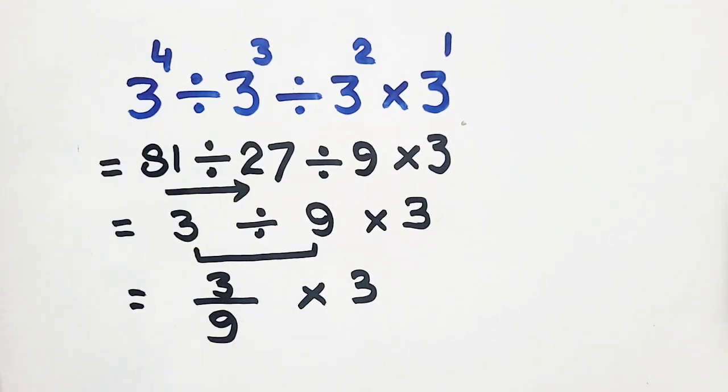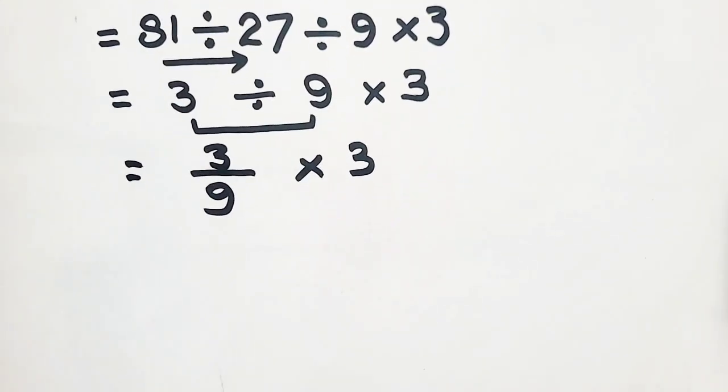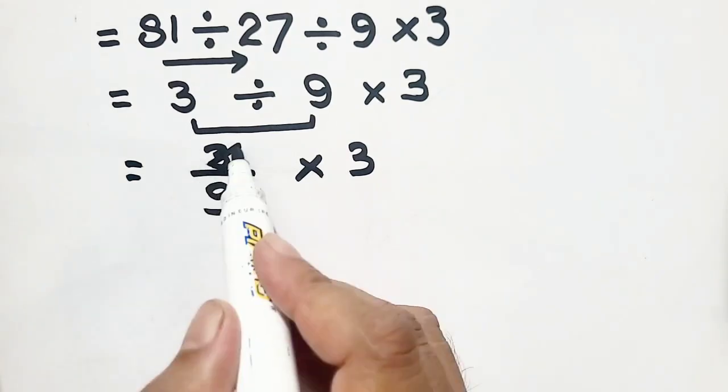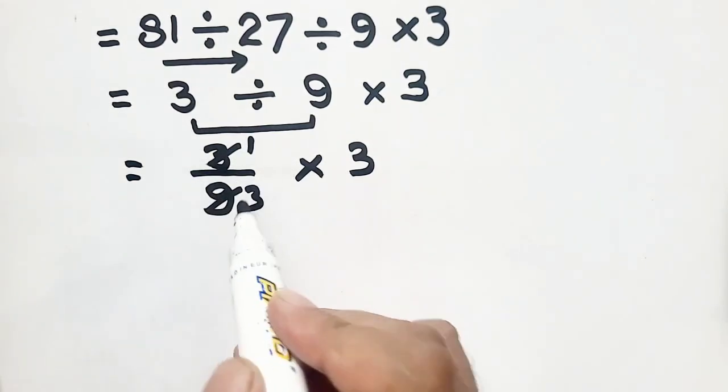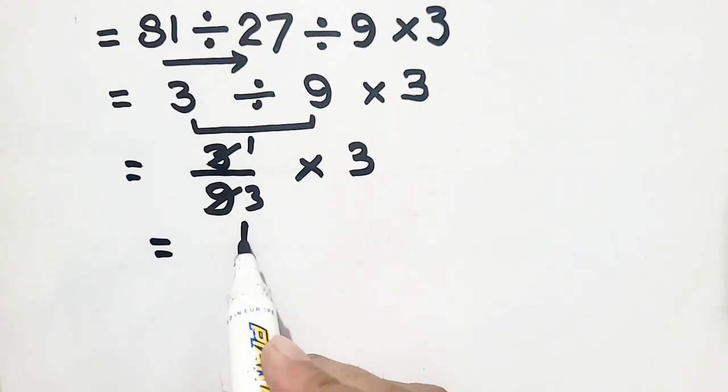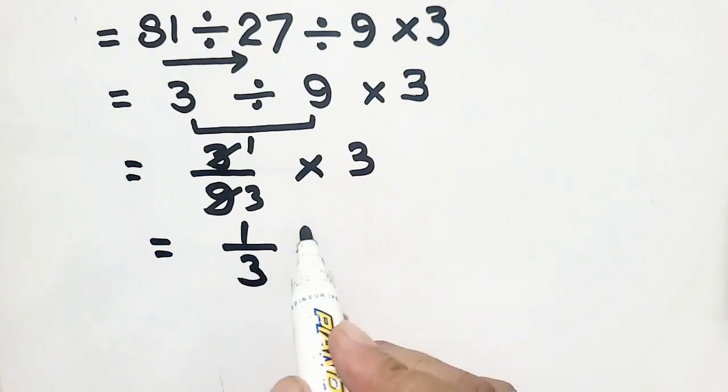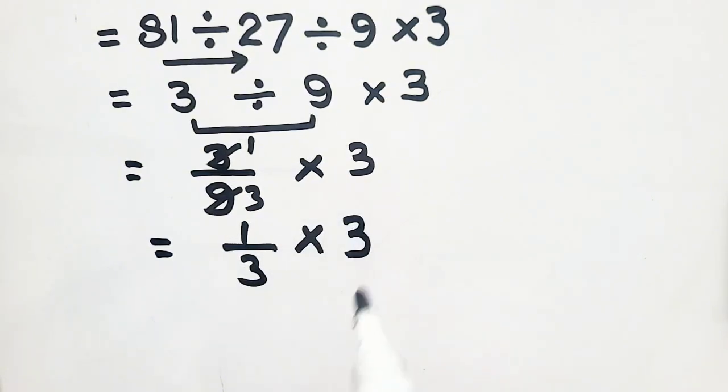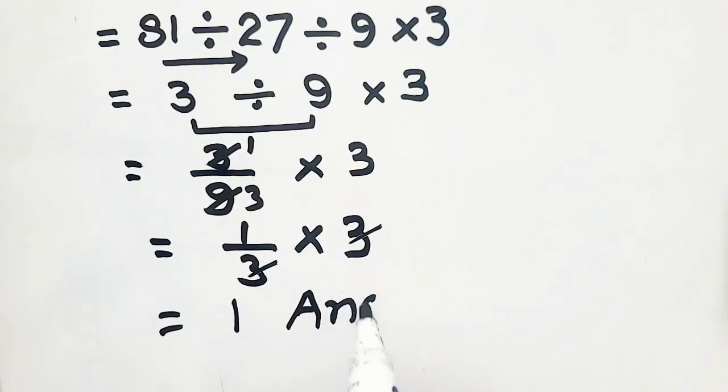Okay, now there is simplification. 3 ones are 3, and 3 threes are 9. So we will get 1 by 3 times 3. Here is cancellation, and 3 and 1 by 3 cancel, so our answer will be equal to 1.